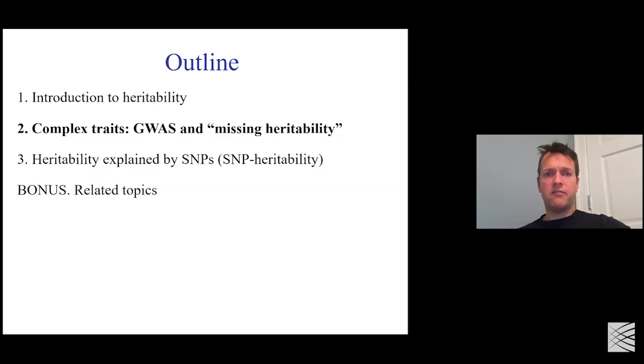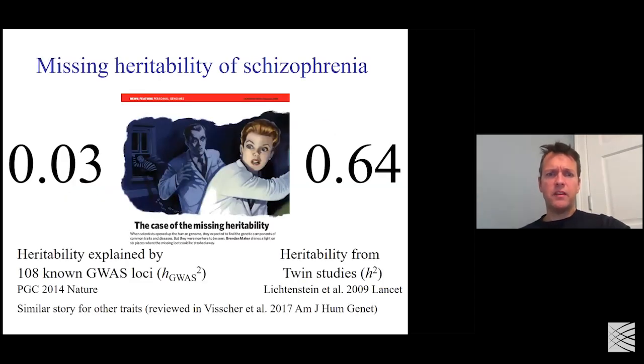And now I'm going to delve just a little bit more into the missing heritability problem from genome-wide association studies that I've already defined early in this talk. Again, the missing heritability originally was defined as this gap between what we discover from the genome-wide significant loci for GWAS versus the estimated narrow sense heritability from twin studies. Using schizophrenia as an example, 3% is the heritability explained by the 108 GWAS loci from PGC 2014 Nature, versus, on the other hand, 64%, the narrow sense heritability that's been estimated from twin studies. That's a very large gap.